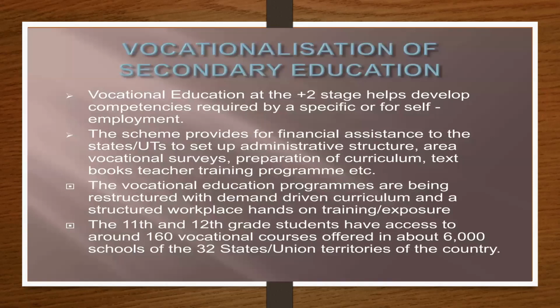Vocationalization of secondary education at plus two stage helps develop competencies required by specific jobs or for self-employment. The scheme provides for financial assistance to the states or UTs to set up administrative structure, area vocational surveys, preparation of curriculum, textbook, teacher training program, and vocational education programs are being restructured with demand driven curriculum, structured workplace, hands on training. 11th and 12th grade students have access to around 160 vocational courses offered in about 6,000 schools of the 32 states or union territories of the country.